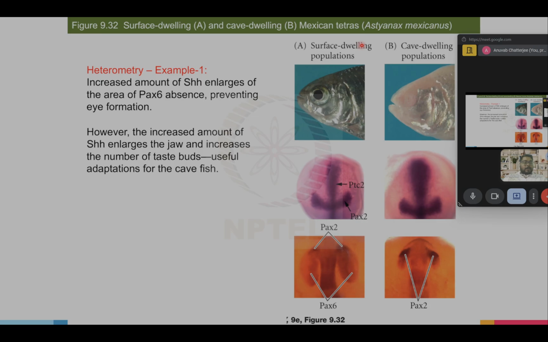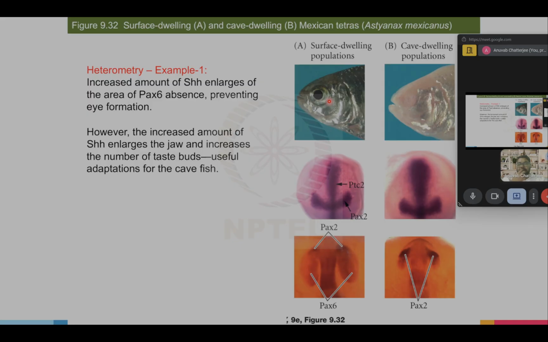Next, we look at heterometry, which is a change in the amount of expression of a particular gene. For this one, we look at the formation of eyes. We have looked at it briefly in previous lectures, where we saw that PAX6 is the particular master regulator of formation of eyes. So wherever PAX6 is expressed, eyes will try to form there.